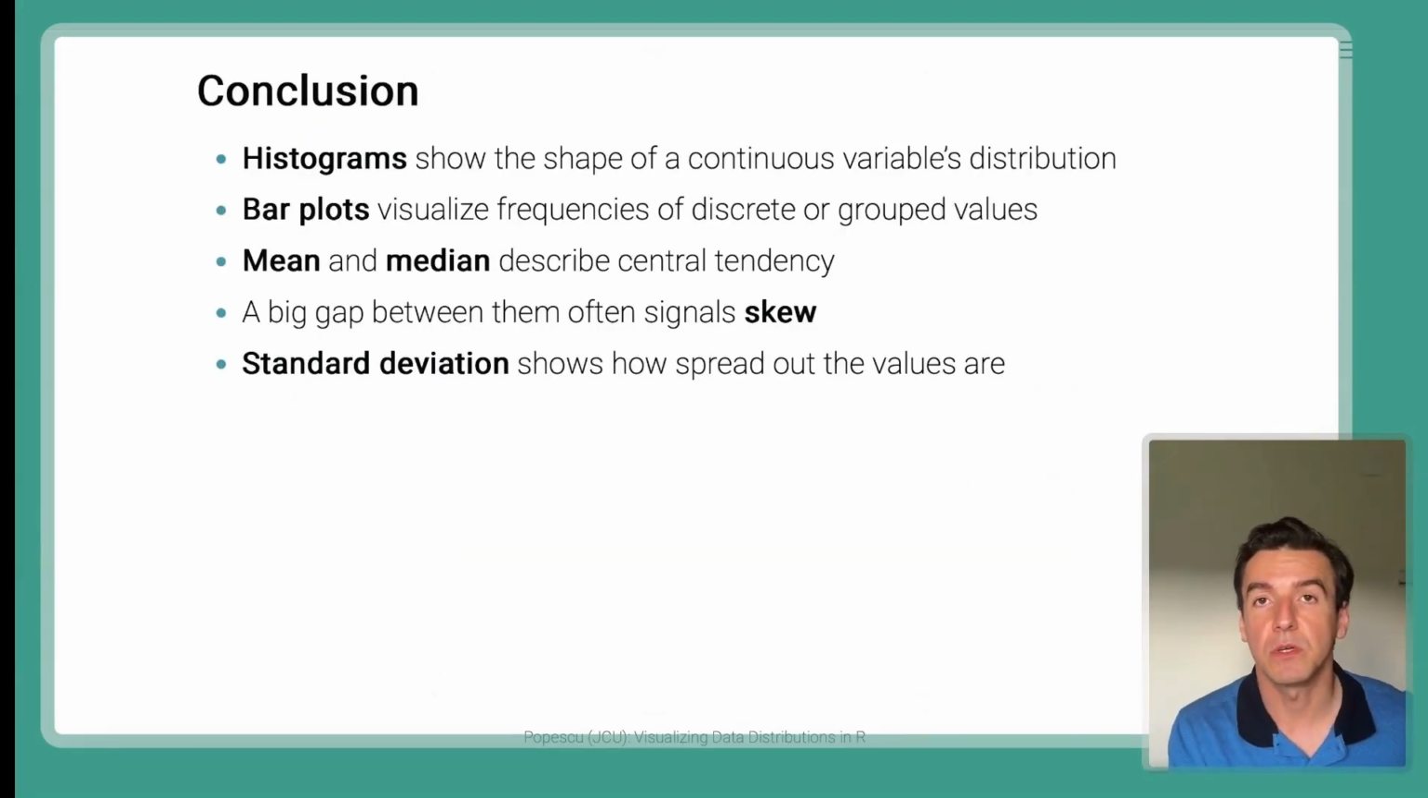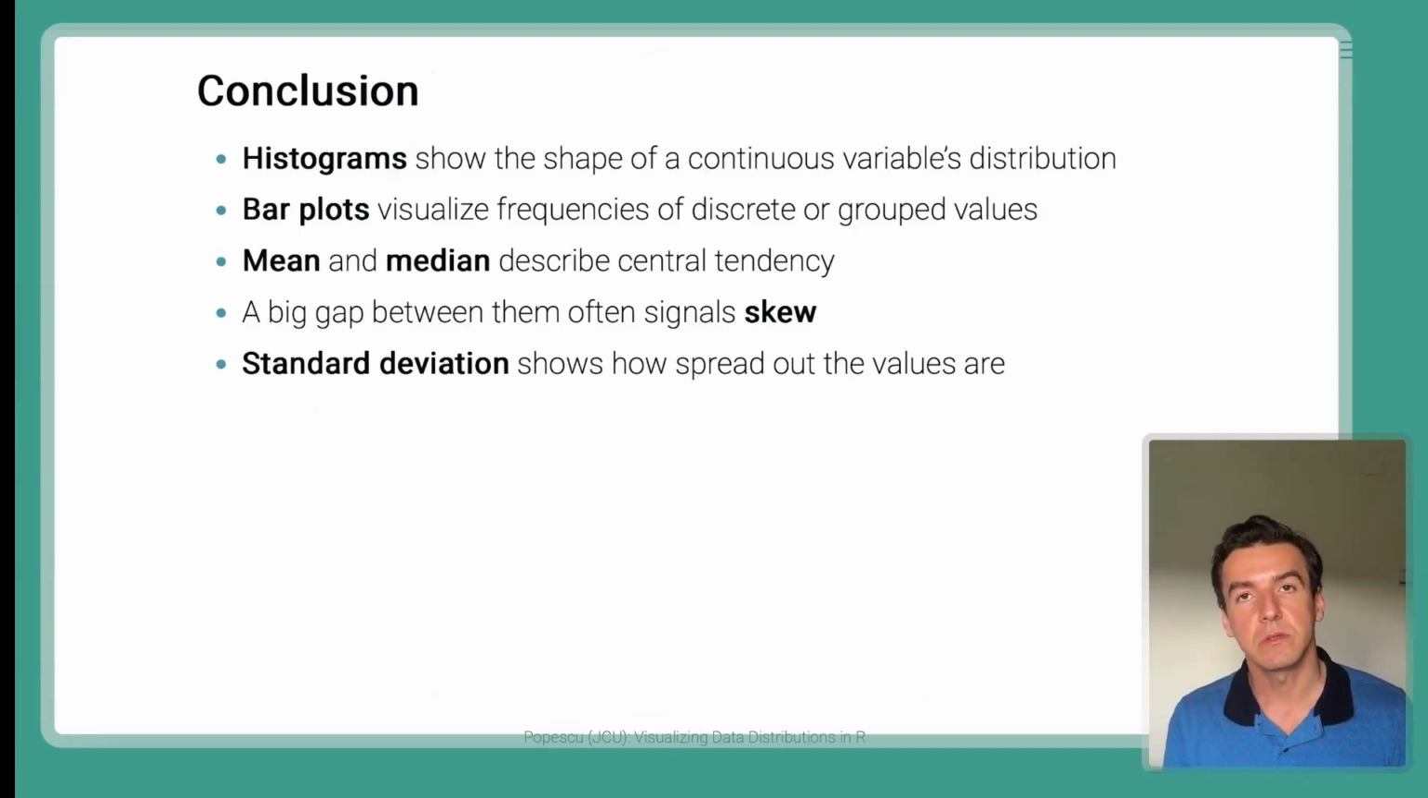Okay, so we have covered a few concepts. The most important one here is this notion of a histogram that really tells us the distribution of a variable. It shows us what the distribution of a variable is, how spread it is. Bar plots are helpful in order to visualize frequencies of discrete or grouped data. We also looked at the mean and median and how they're reflected onto a histogram. We also looked at the standard deviation, which tells us how spread out the values in a histogram are. Thank you and see you in the next video.